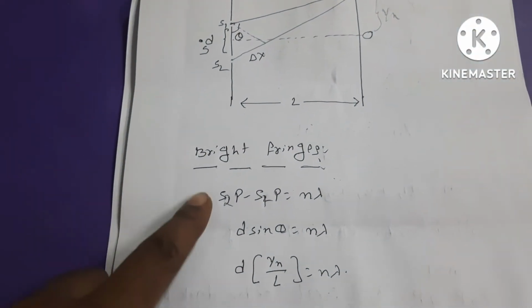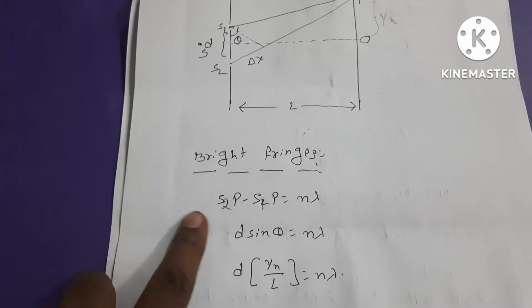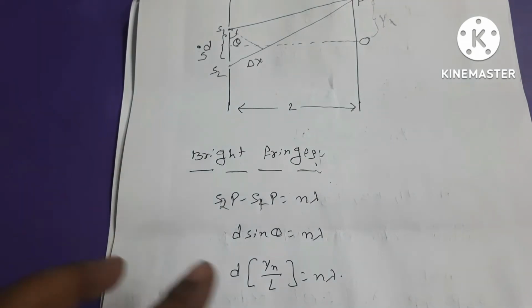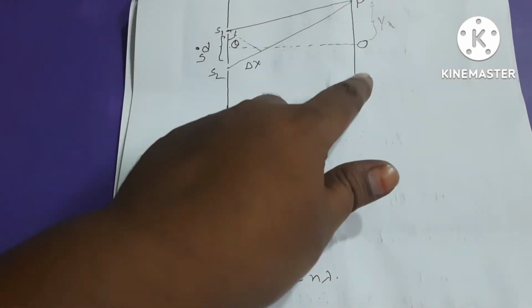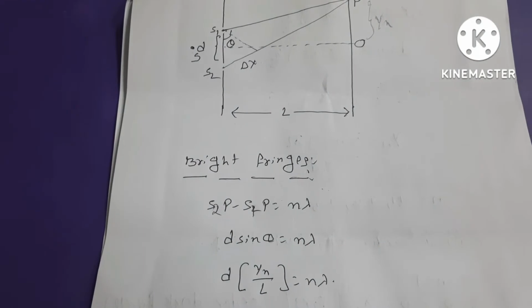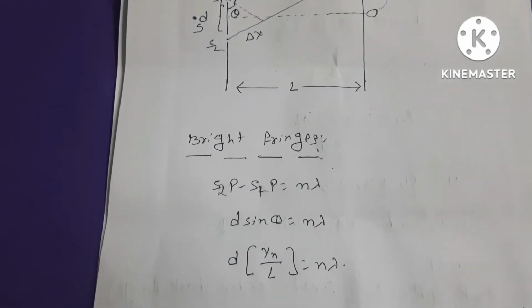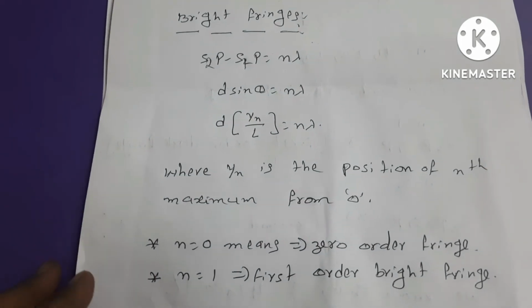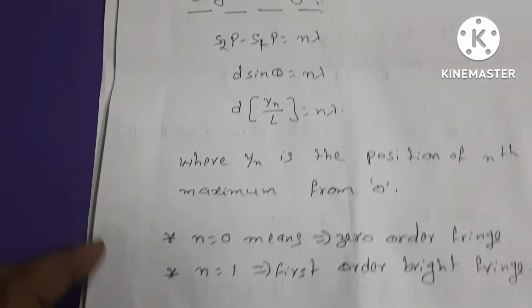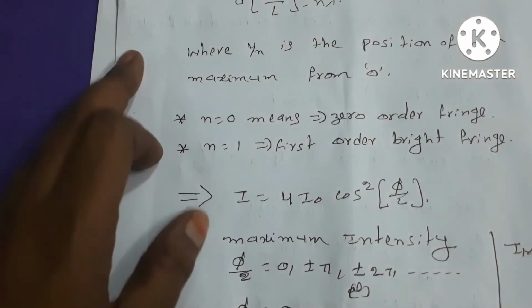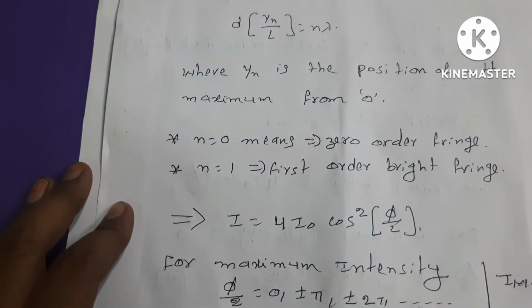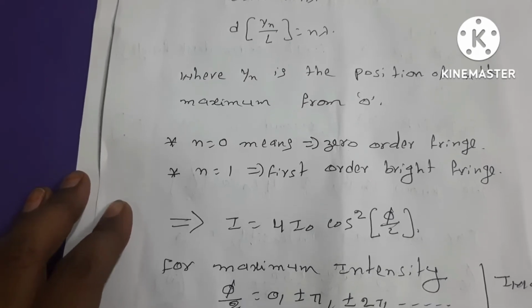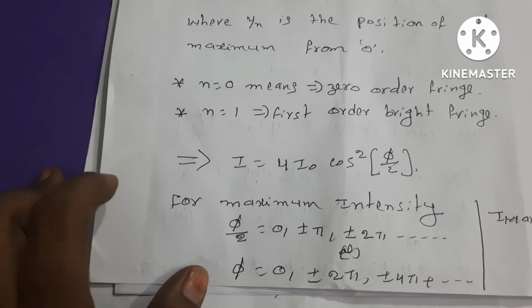When you know the gap and the distance between the two sources, you can find it out. Otherwise, if you know the position of the bright fringe, you can use the bright fringe condition, where yn is the position. Now n equals 0 means the zero order fringe, and n equals 1 means the first order bright fringe. We are discussing the bright fringes. This is the condition for a bright fringe.